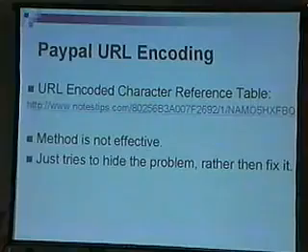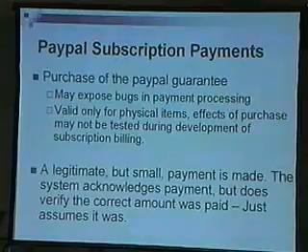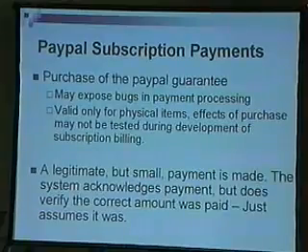It's very recognizable, and there's a URL for a URL encoded character reference table. Again, the method's not effective. It just tries to hide the problem rather than fix it. Now, another thing is PayPal will give you an option to get insurance for whatever you purchase, and just signing up and paying for the insurance confuses the vendors, especially if it's a non-physical item.